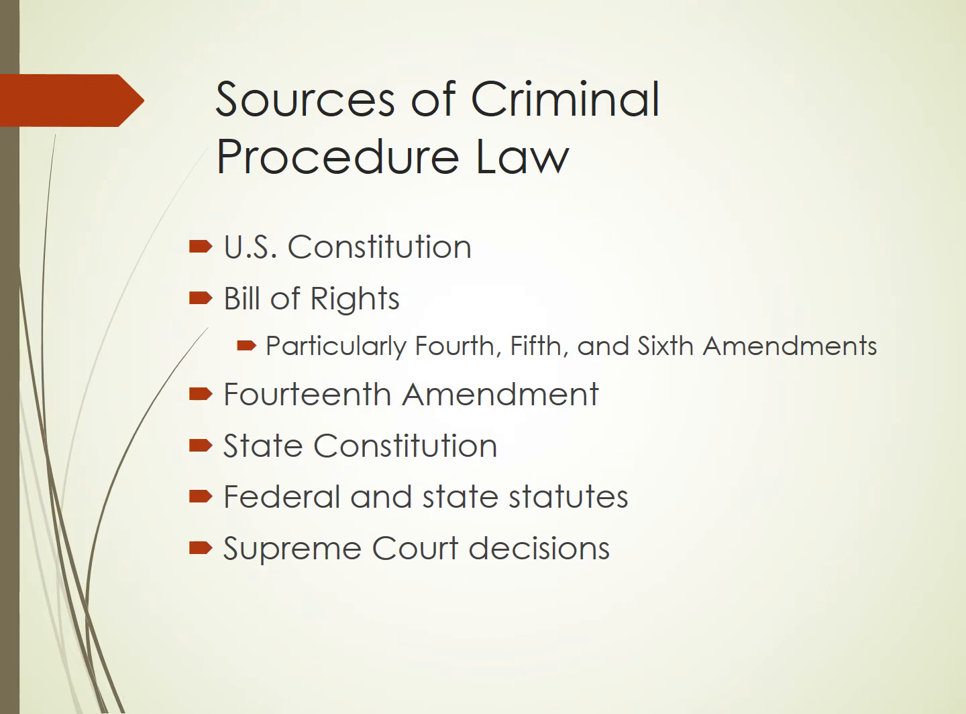So the sources of our procedural criminal law primarily come from the Bill of Rights within the US Constitution. The ones that we're going to focus most specifically on are the 4th, 5th, and 6th Amendments. But some of the other amendments, you could argue, play a role as well. The 14th Amendment is also important. The state constitution regulates some behavior in the individual states.